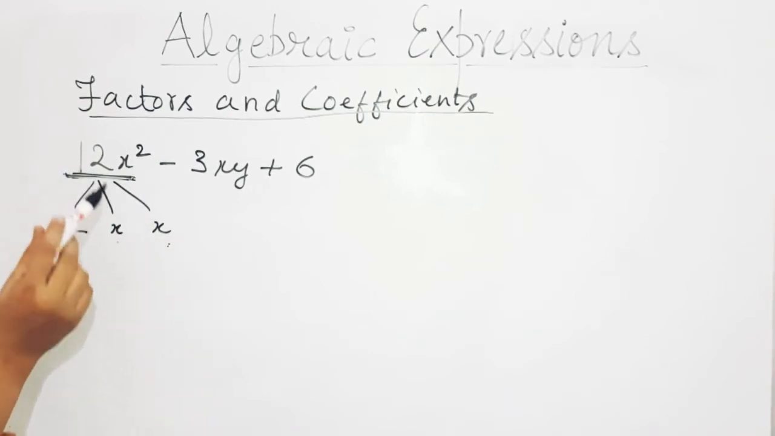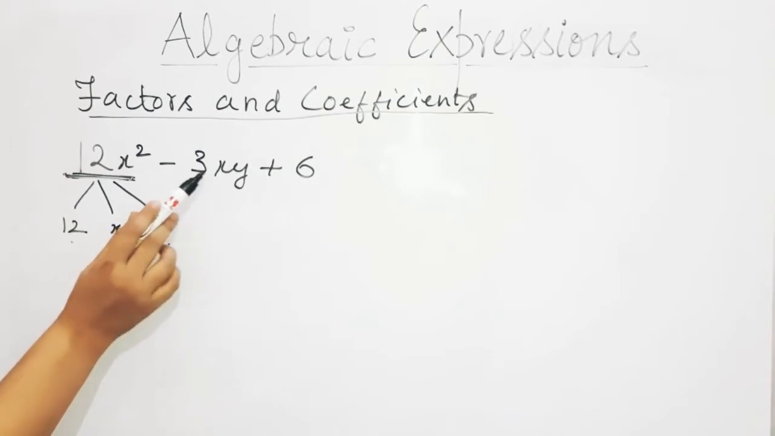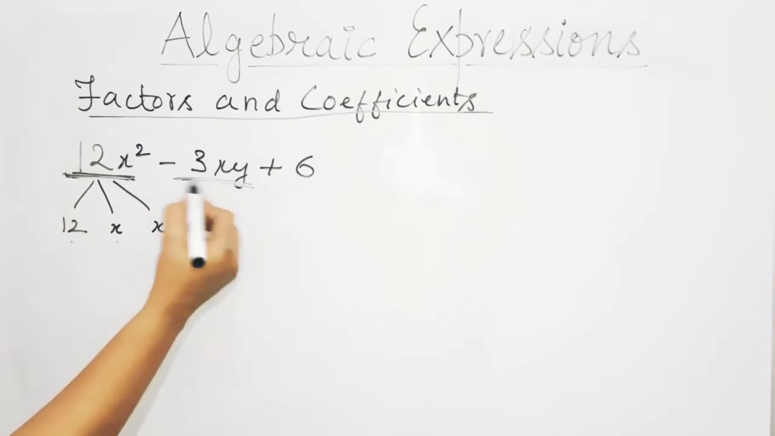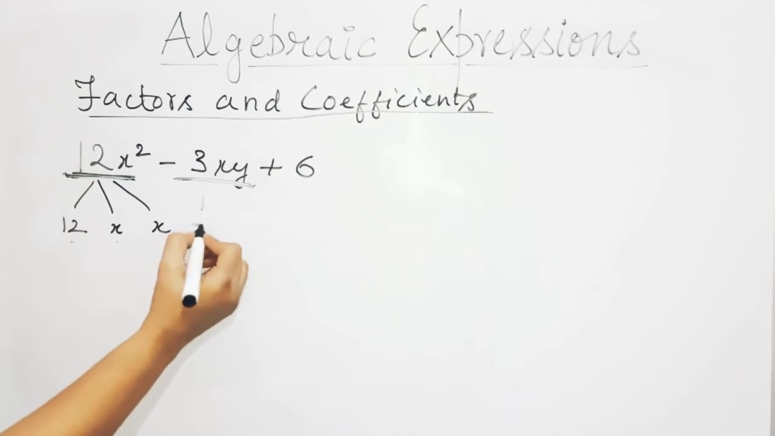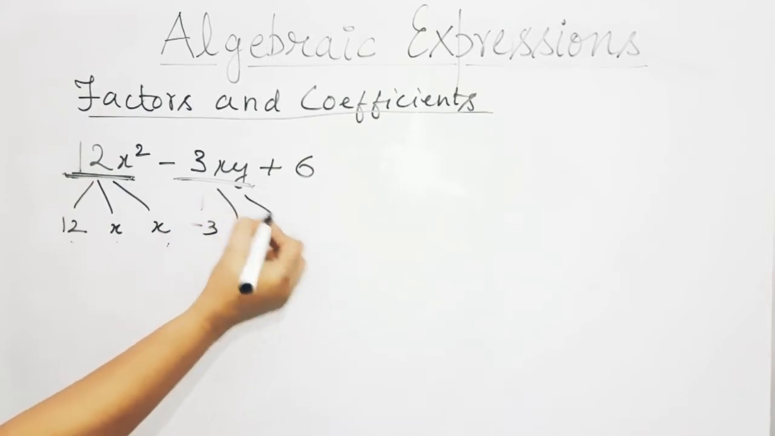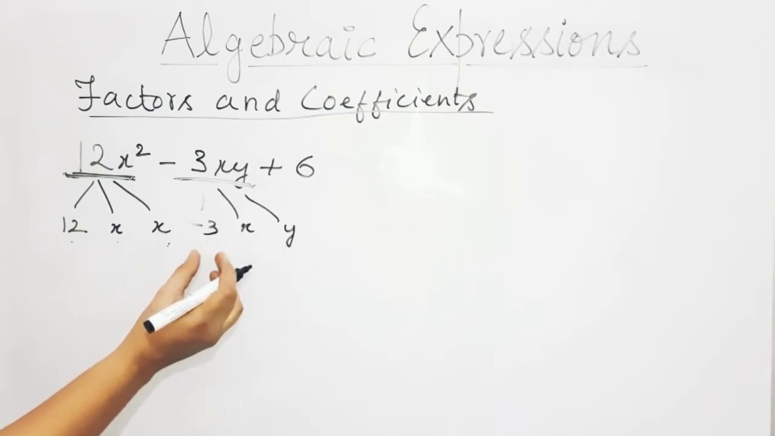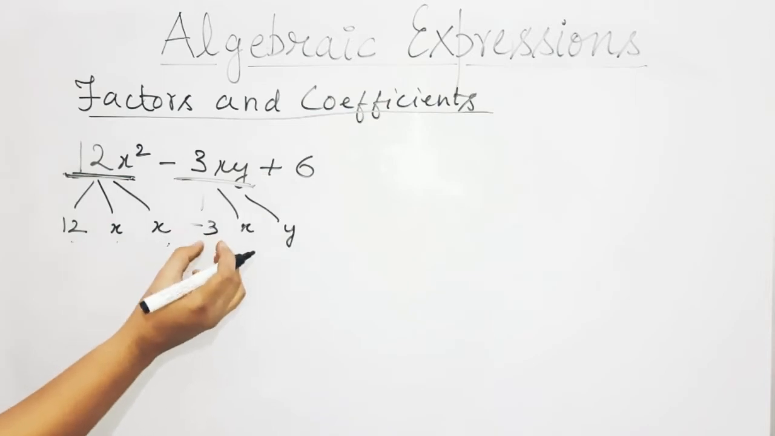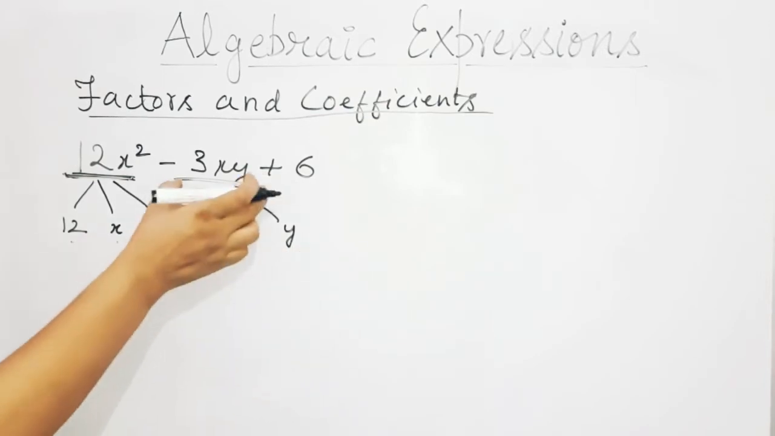So what are the factors of 12x square? 12, x and x. Now coming to the second term, minus 3xy. How is this term formed? This term is formed by multiplying minus 3, x and y. So 2 variables and 1 constant are multiplied to obtain this term of an algebraic expression. So minus 3, x and y, these 3 are the factors of minus 3xy.